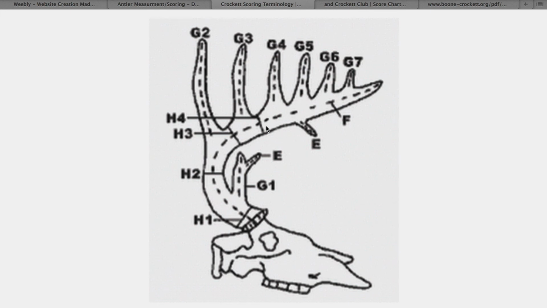H's. The letter H is used to refer to circumference of a buck's antler. H1, H2, H3, and H4 refer to the locations on an antler where circumference or mass measurements are taken. Regardless of the number of points, only 4 H's or circumferences are taken on any buck.